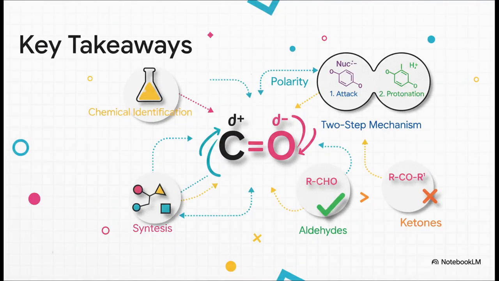So let's just quickly wrap up the most important points. Remember, this whole reaction is driven by that polar carbon-oxygen bond, which creates that perfect electron-poor target. The mechanism is a reliable two-step dance: attack, then protonation. We learned that aldehydes are usually the more reactive targets because they're less crowded, and this single mechanism is a gateway to creating a huge range of important molecules, and it's absolutely essential for identifying them in the lab.